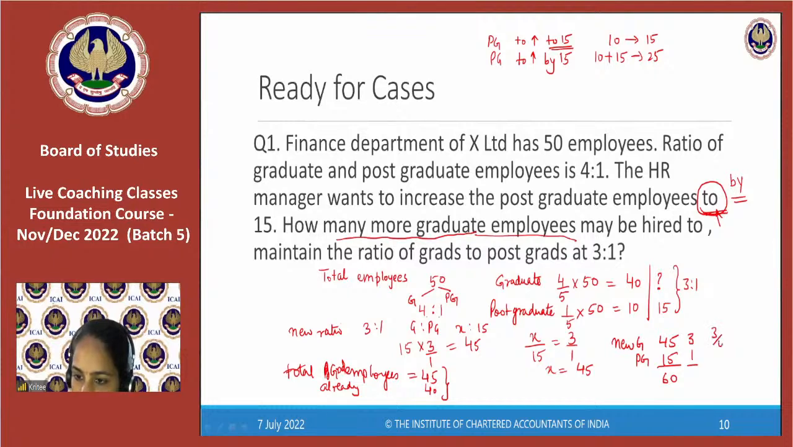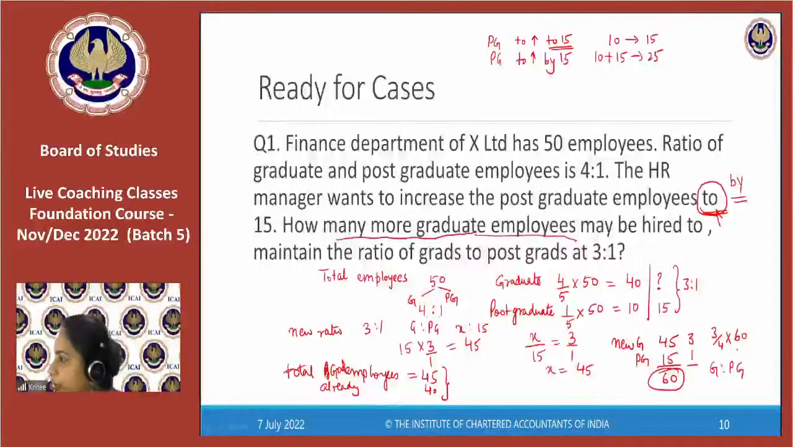3:1, that is 3 by 4, is of the total employees. So whenever you are saying 3 by 4, that 4 becomes total. 4 is the total. And when we are saying 3:1, we are saying only graduate is to postgraduate. We are not talking about graduate is to total. Okay. 5 more in graduate. Yes. Good.